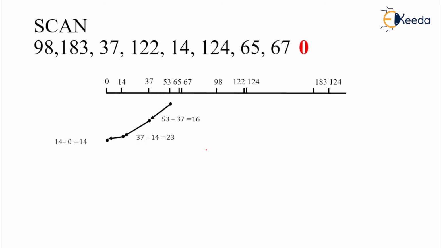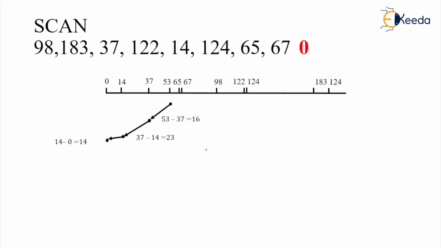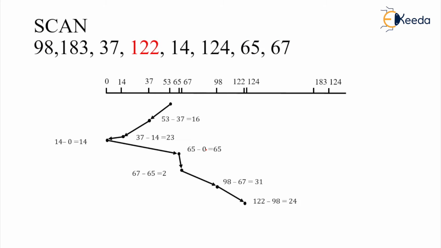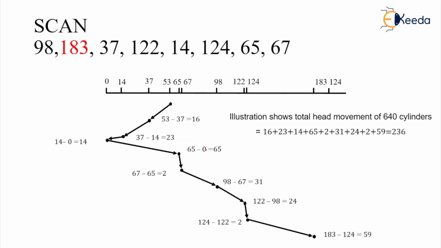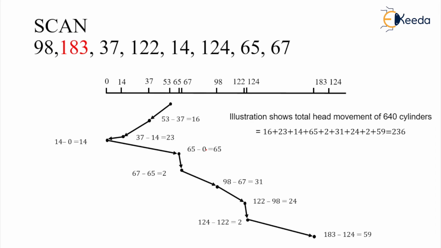Let's see this one more time. The disk arm starts at one end of the disk and moves toward the other end, servicing the requests until it gets to the other end of the disk, where the head movement is reversed and servicing continues. That is the idea, and if you just add them up, that will be 236. So SCAN is the main point to remember: it moves to one end of the disk.